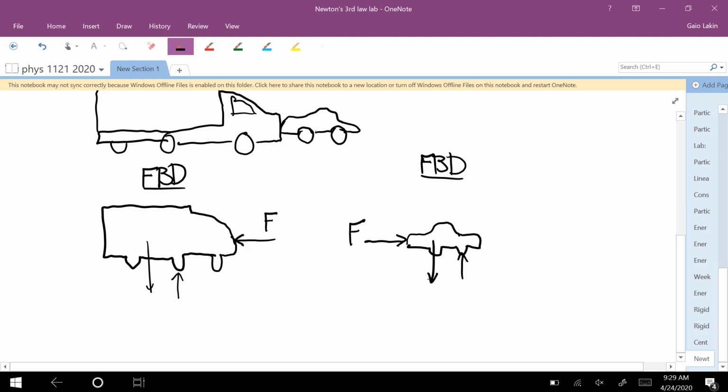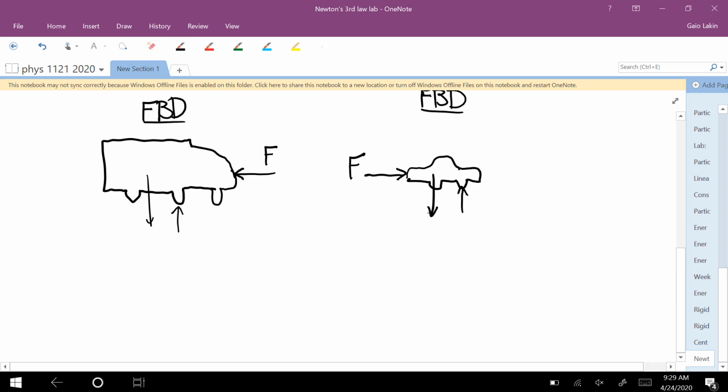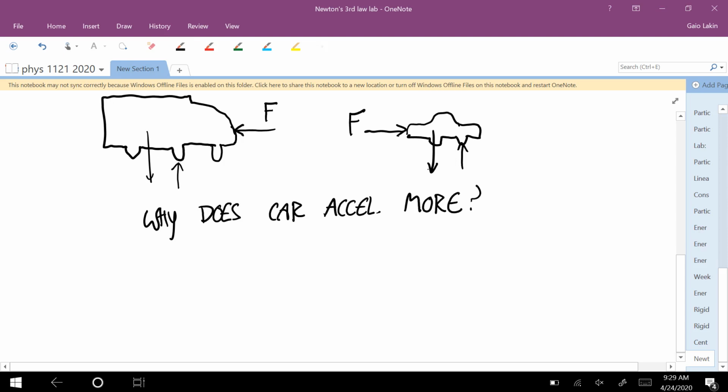So how do you explain the fact that if those forces are the same, the truck keeps going like it was going before, and the car accelerates, with this huge acceleration? So why does the car accelerate more? And the answer to that is Newton's second law. Newton's second law says you take all the forces applied to an object, that's equal to the object's mass times its acceleration vector.